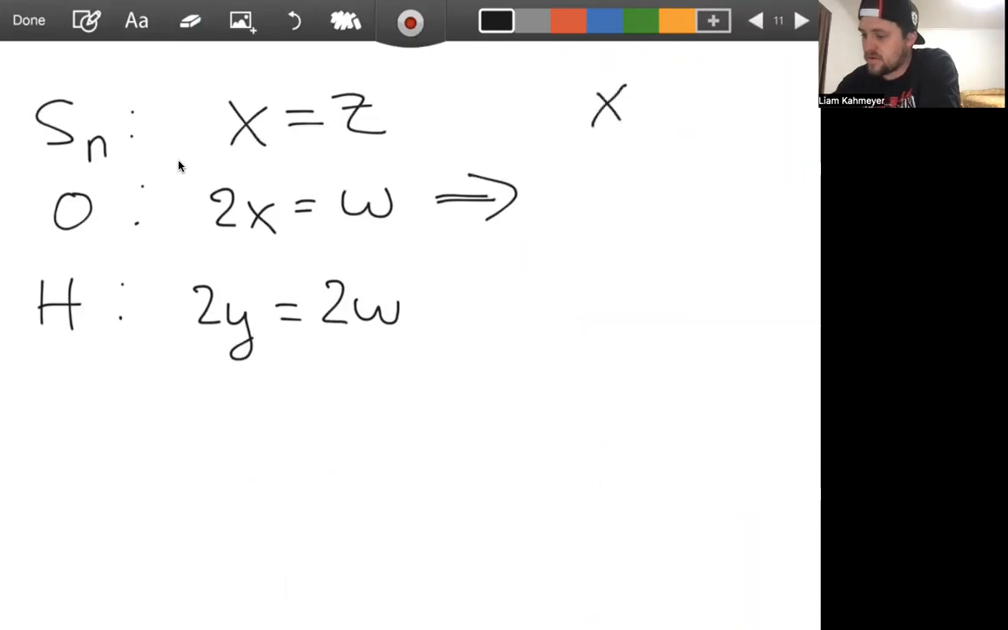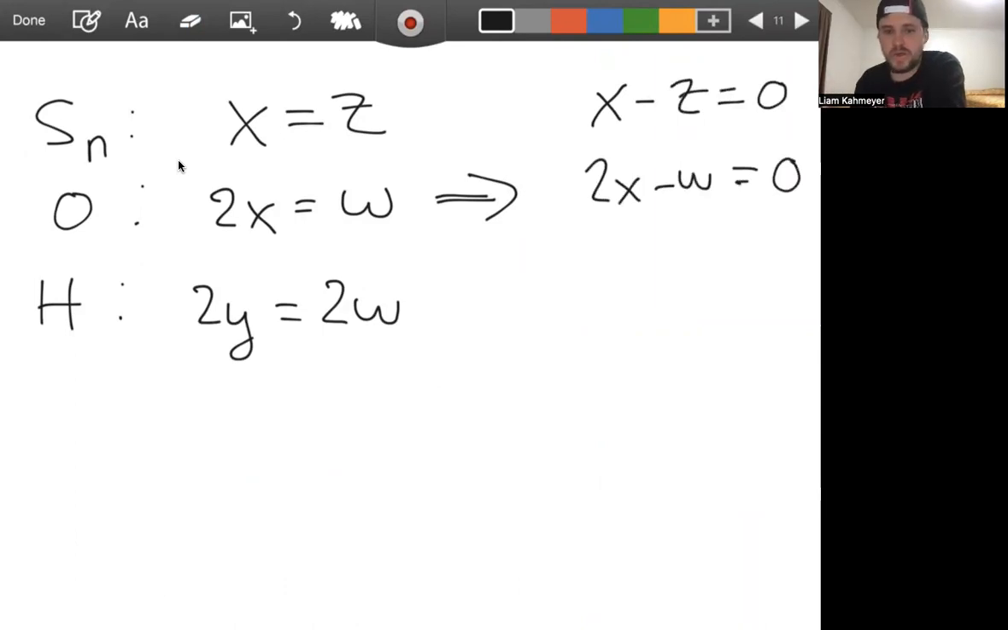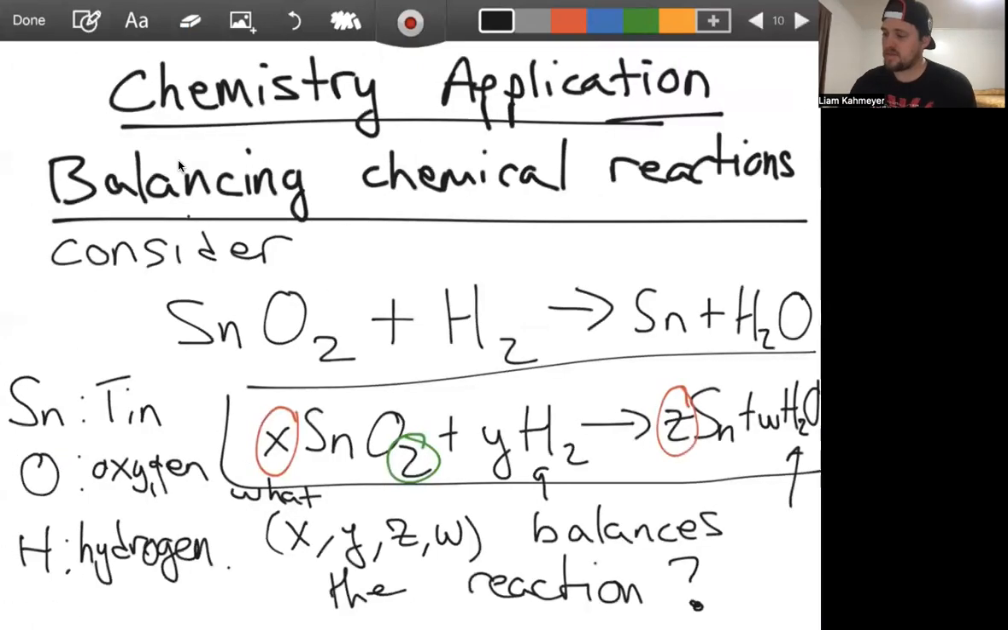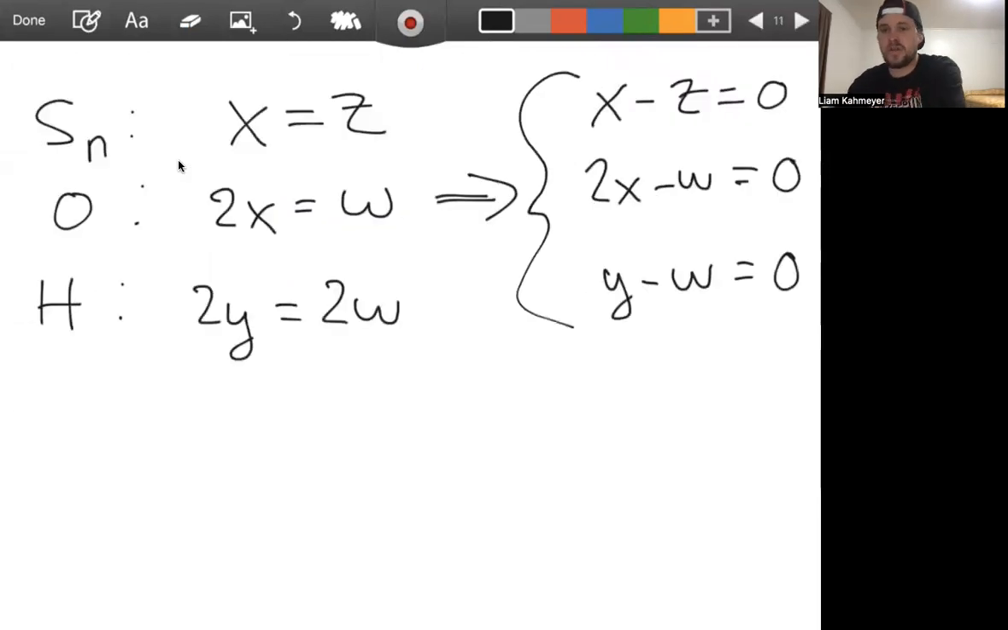So the first equation is x minus z equals 0, and then we have 2x minus w equals 0, and then we'll have, well, let's go ahead and divide by 2 here. Then we'll have y minus w equals 0. Now finding what numbers balance this reaction is the same question as what are the solutions to this system of equations?